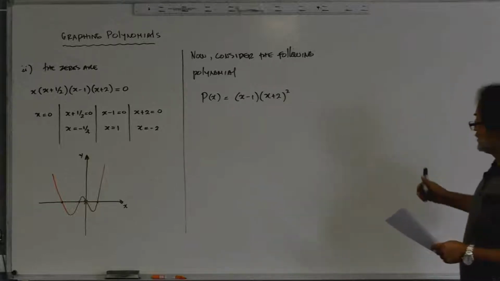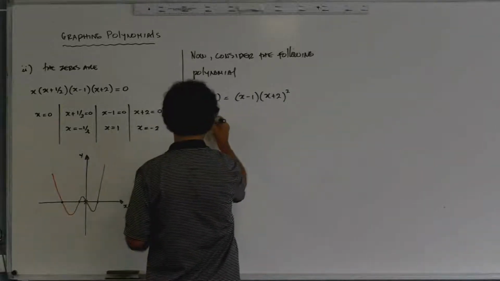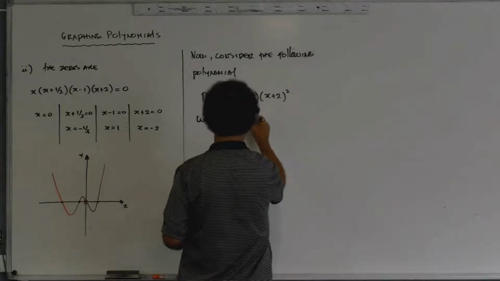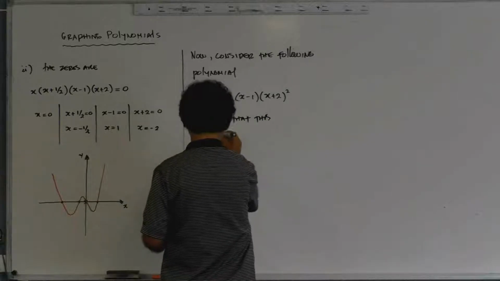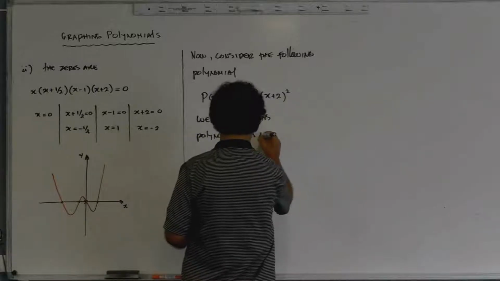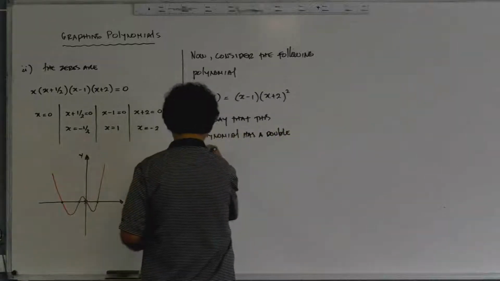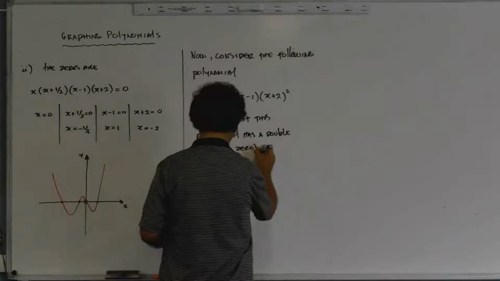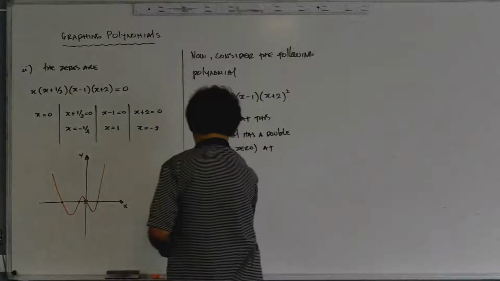When we have a situation like this, we're going to say this. So we say that this polynomial has a double root of 0 at x equal -2.